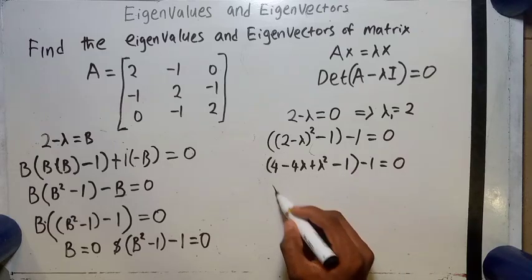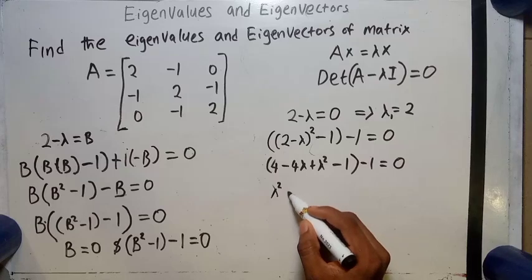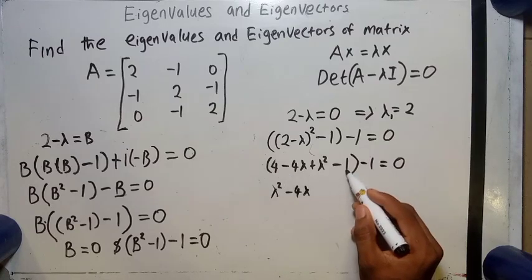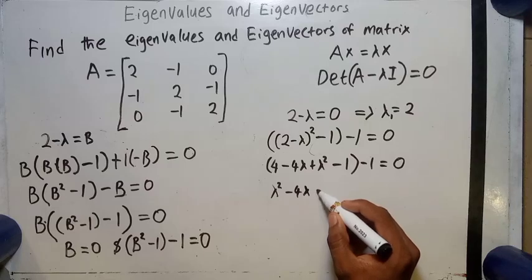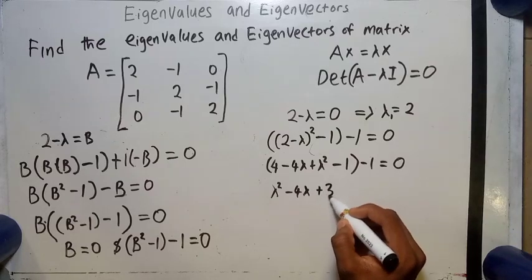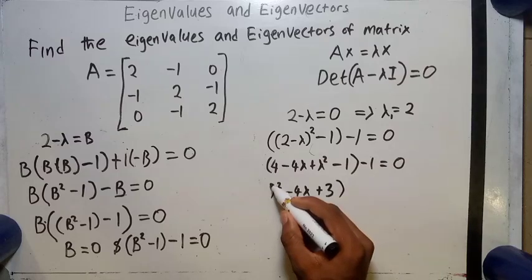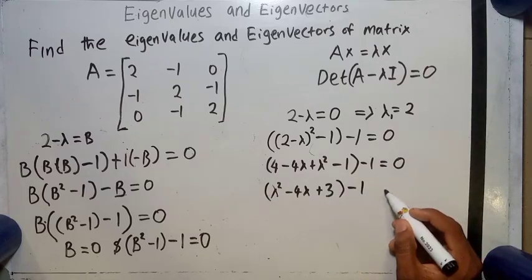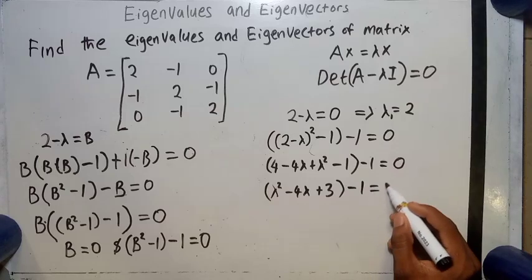Now from this place we can solve. Then we have that our lambda squared minus 4 lambda, having 4 minus 1, we have plus 3. All of this minus your lambda, minus your 1 is equal to 0.